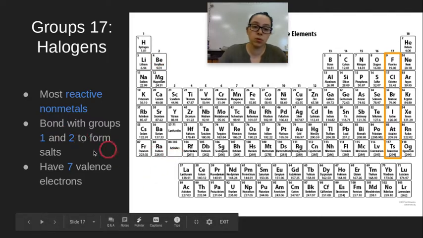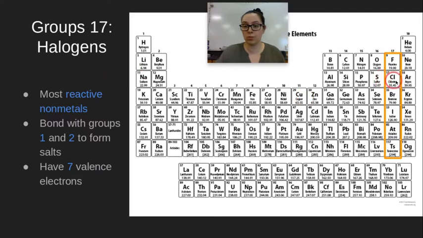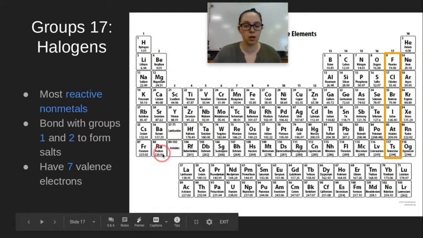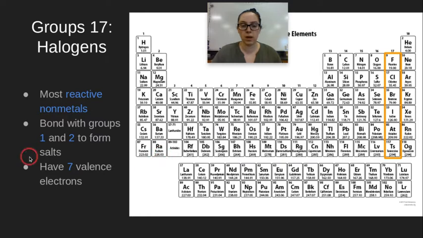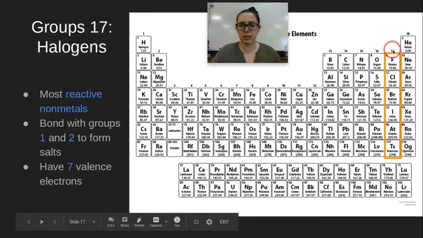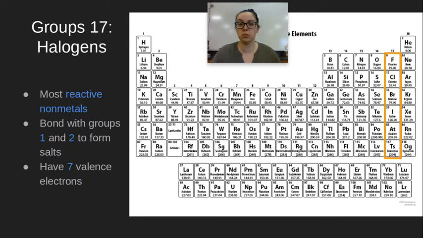So these guys will react a lot with these guys to form natural compounds. They bond with groups 1 and 2 to form salts. Not table salt, even though some of them is. Chlorine and sodium will make sodium chloride, which is table salt. But a salt is just a metal, group 1 or group 2 metal combined with a halogen. That's the definition of a salt. And what's also cool is that this is group 17, or sometimes called group 7A. And lo and behold, they have 7 valence electrons. Group 1 had 1 valence electron. Group 2 has 2 valence electrons. And group 7 has 7 valence electrons, or group 17. Cool stuff right there, huh?